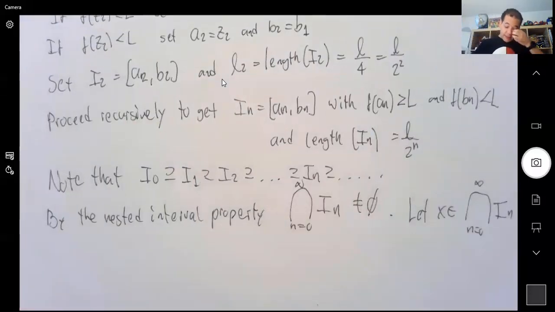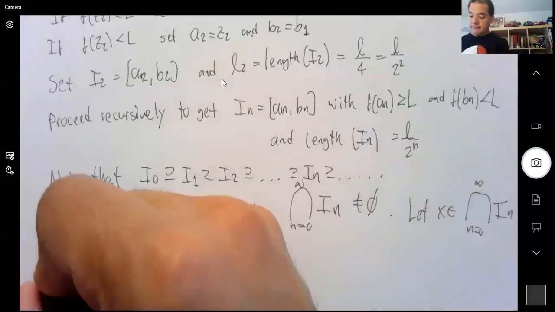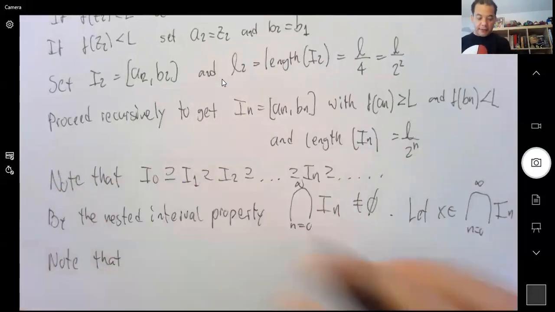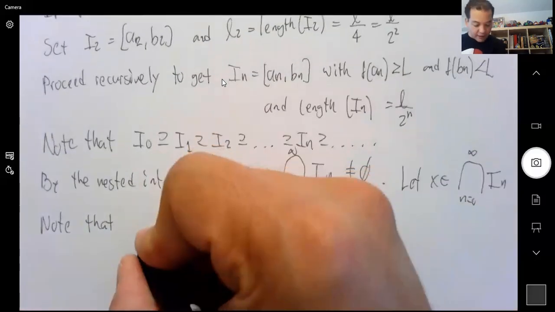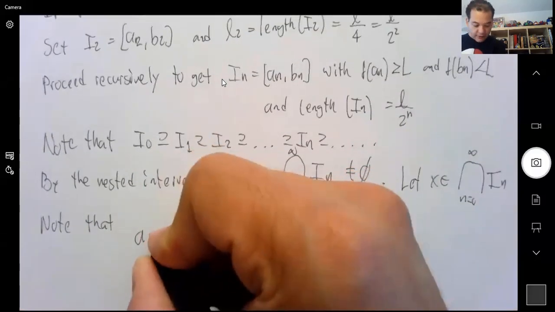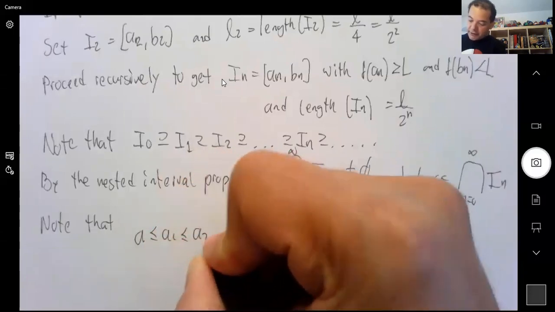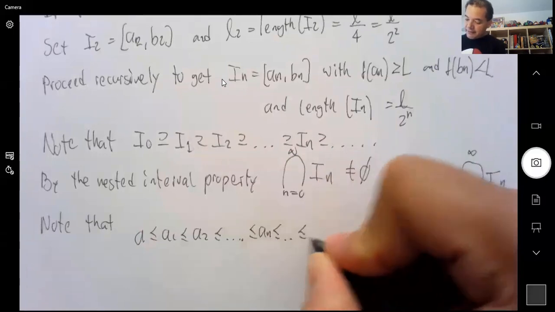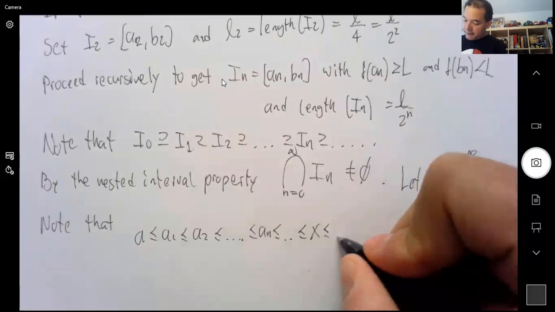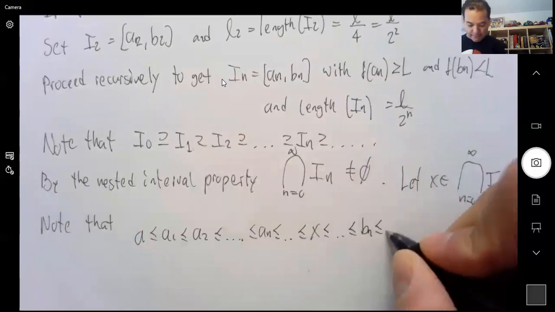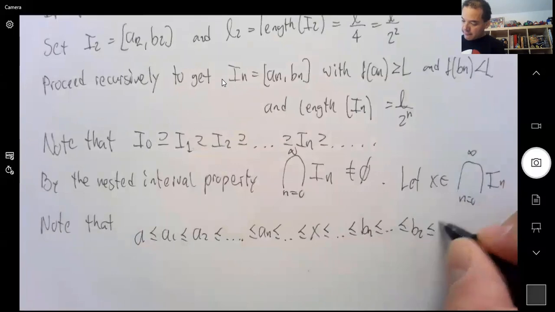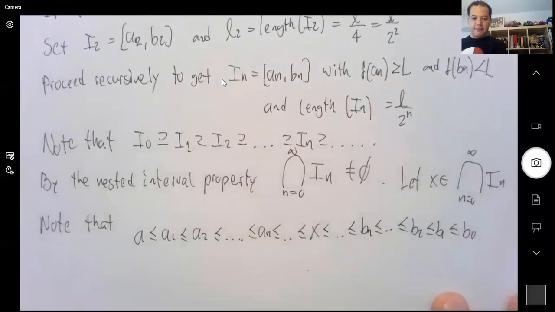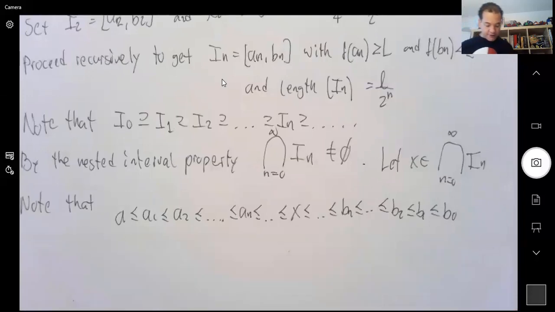All right. And what do we know about X? Well, it has to be like this, right? We have a less than or equal to a1, less than or equal to a2. So all the a's come first. Then there's X, and then all the b's come. Right? Because this guy is in the center of all the nested intervals. Right? What else do we know about the a's and the b's?